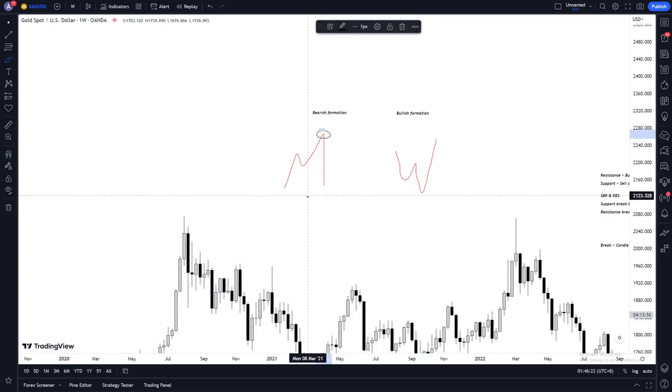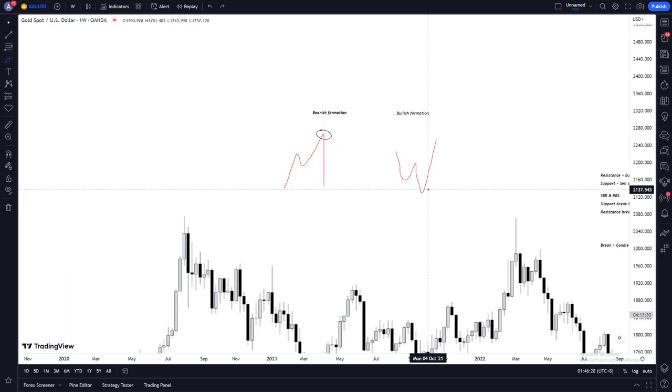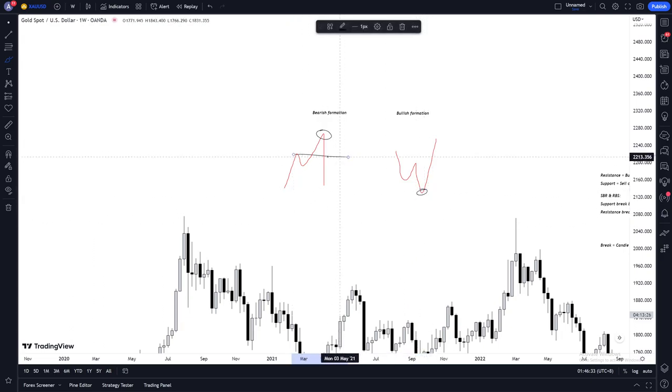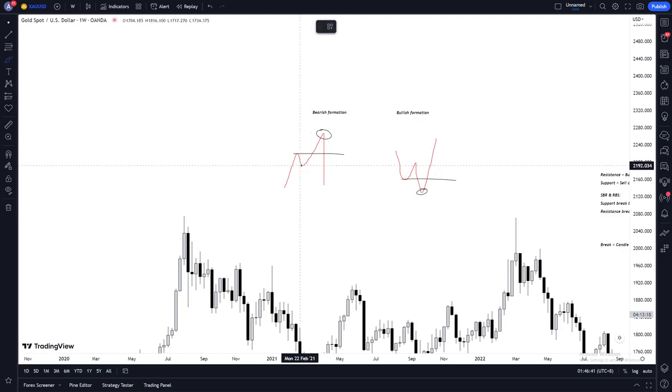This is your RBS. Sorry, this is your apex. Apex. See, it's like a mountain. It's the apex. Okay? This is your left shoulder. I'll show you how to draw that in a second. So left shoulder. Left shoulder sell, left shoulder buy. And this is your SBR.